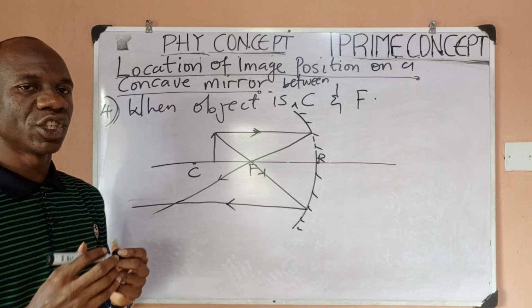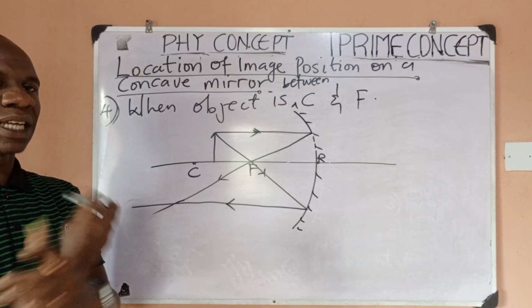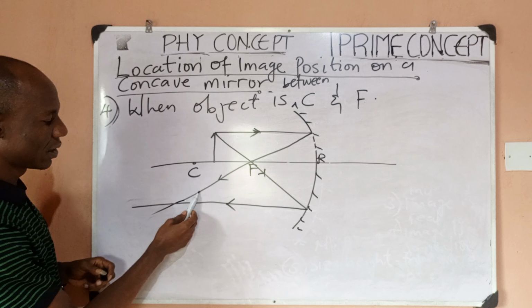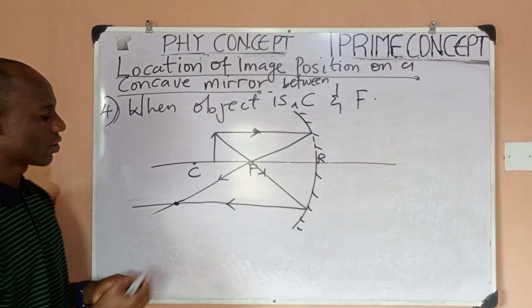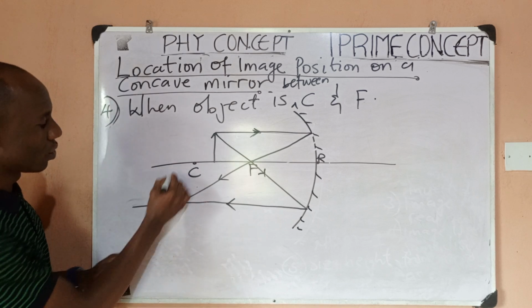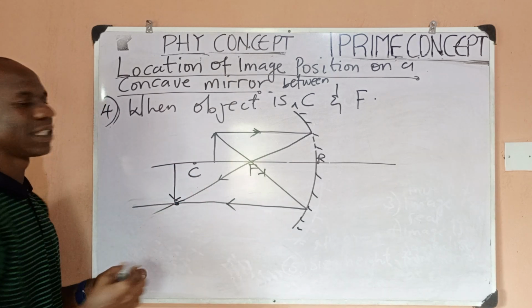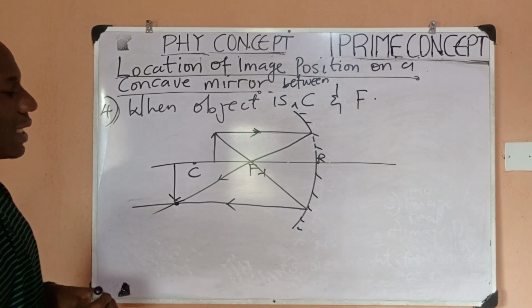Remember, your image is formed where your reflected rays intersect. So these are my reflected rays. And where do they intersect? This is their point of intersection. And because it is below, it means my image has to face downwards. So this is where my image is formed.